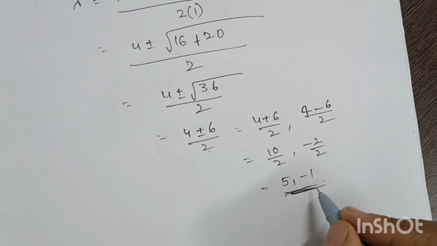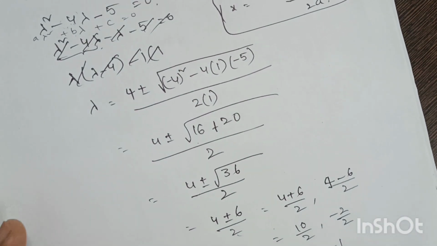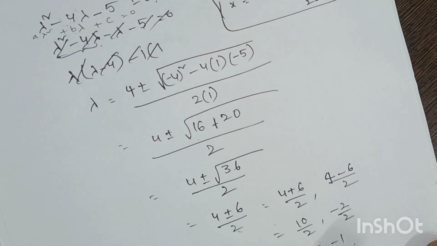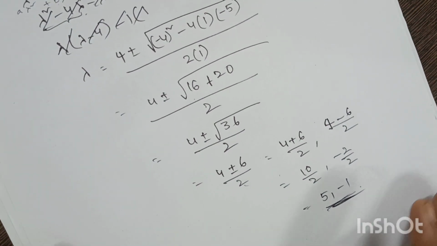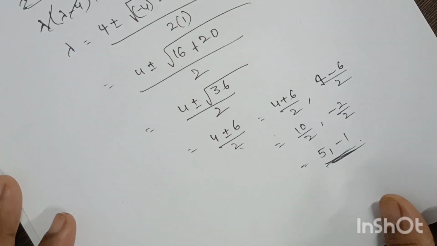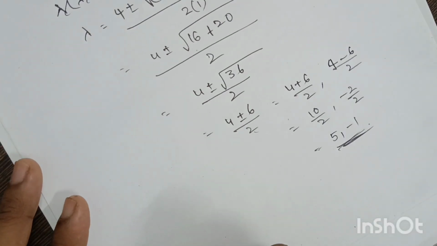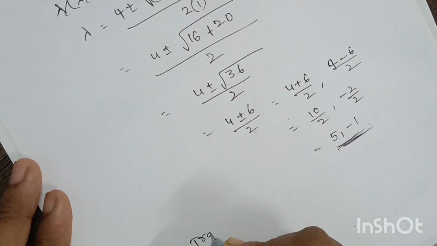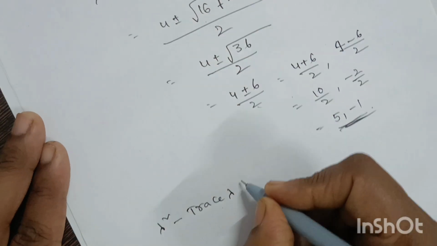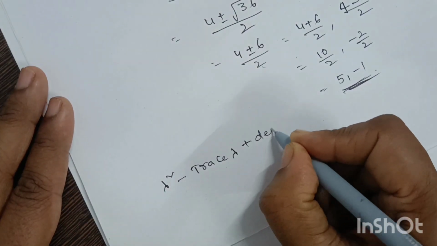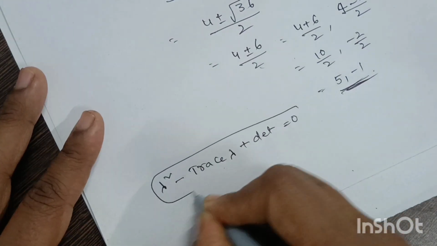So this is the way to find eigenvalues for a 2 by 2 matrix. And one more: the characteristic equation we have is lambda square minus trace into lambda plus det is equal to 0.